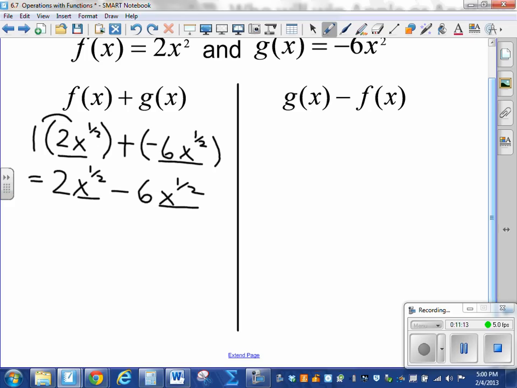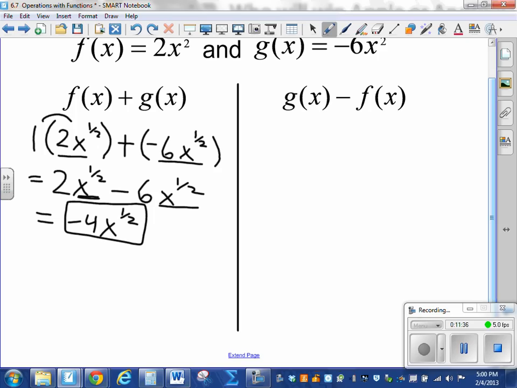So you can do one of two things. Either you know they're like terms, so you just combine the coefficients, or you can look at x to the 1/2, factor them out, and do 2 minus 6. What we're doing in basically all the classes was saying they're like terms, so you can put them together. So 2 minus 6 is a negative 4x to the 1/2 power. And that's your new function.